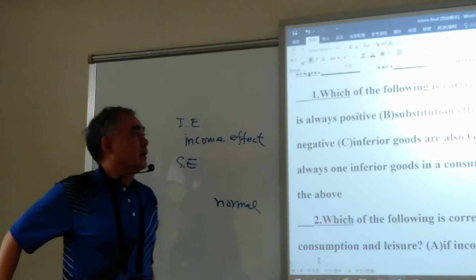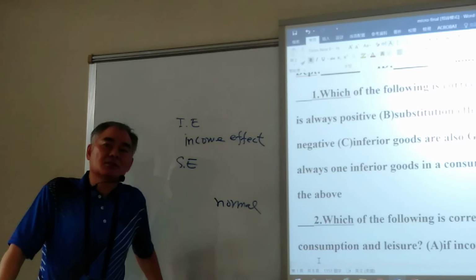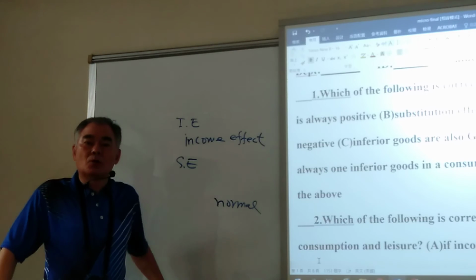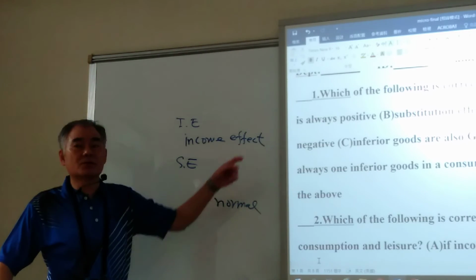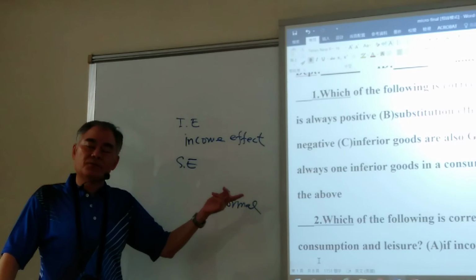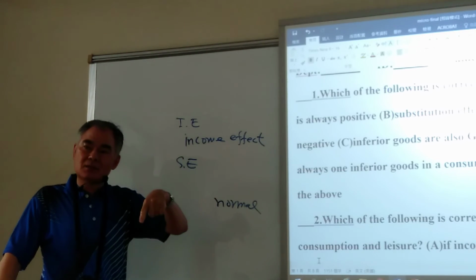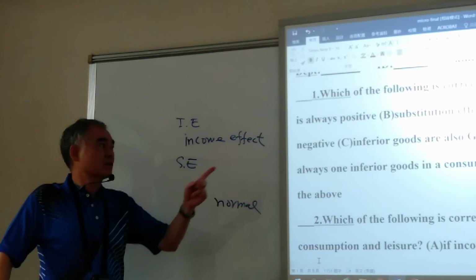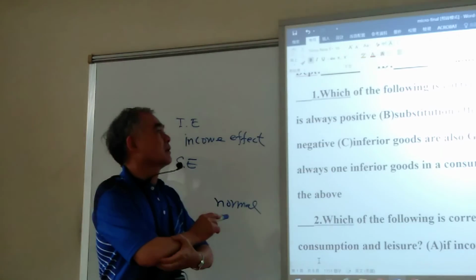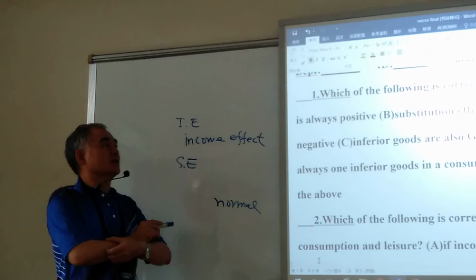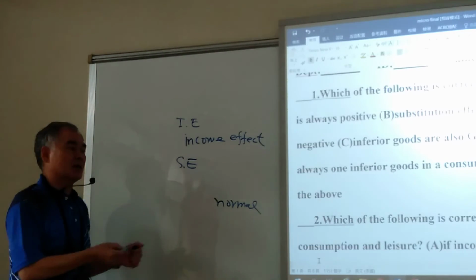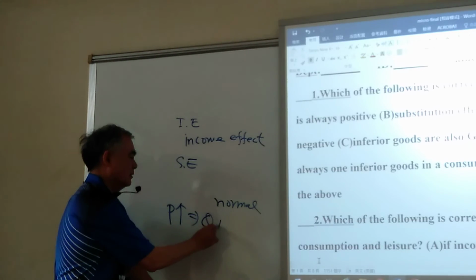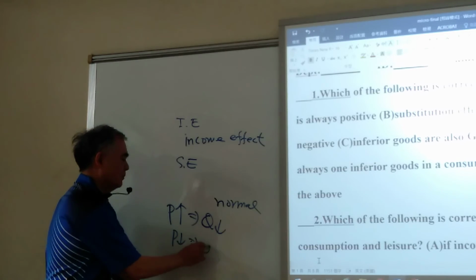So A said income effect is always positive. That's not true. It depends on what kind of goods that is. Okay, if it is normal goods, it's positive. If it is inferior goods, it is negative. So for inferior goods, your income goes up, you buy less, and your income goes down, you buy more. Okay, so that's in the reverse direction. So that's what we call negative. So A is wrong. B, substitution effect is always negative. That is true. Okay, because price goes up, do you buy more or buy less? You buy less. Okay, and price goes down, you buy more.